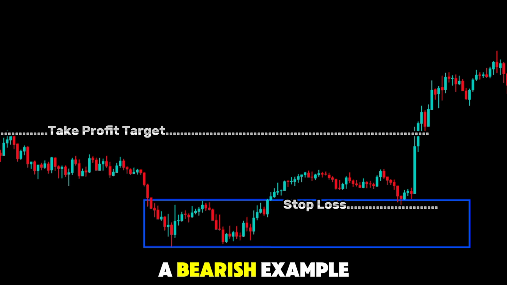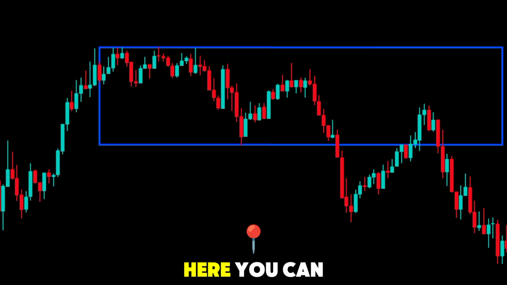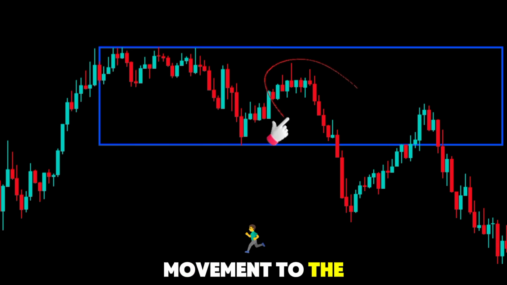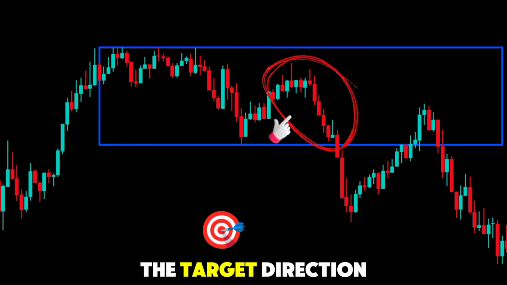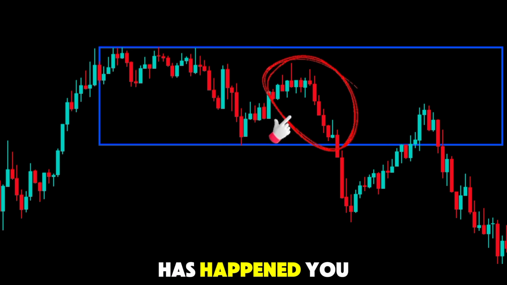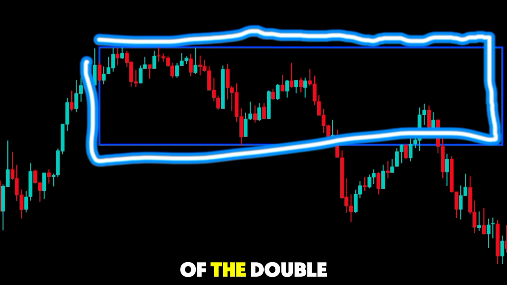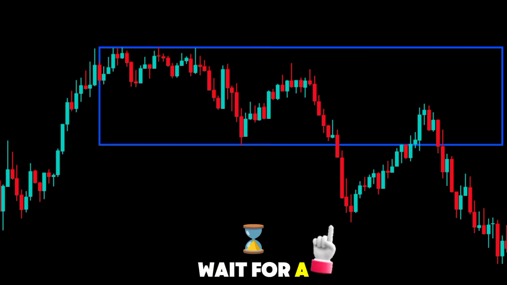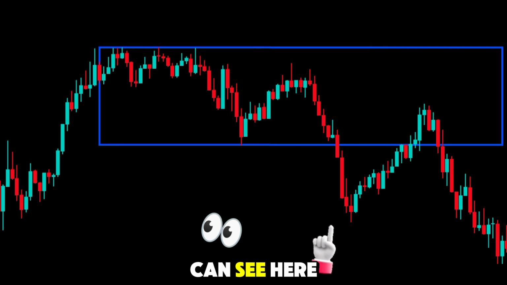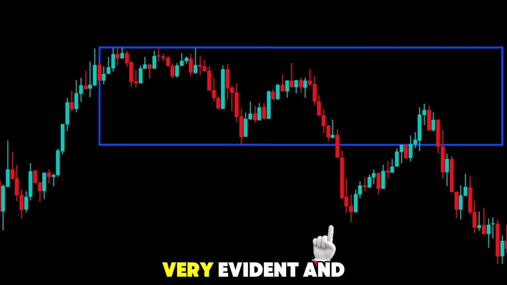This will be a bearish example of the setup. Here you can see that we have a double top. And when you have seen the double top, you should wait till you see a little bit of price movement to the downside, which is the target direction. And when that has happened, you draw a box on it from the high to the low of the double top, and then you wait for a breakout. And as you can see here, this breakout was very evident and clear, so it's valid.